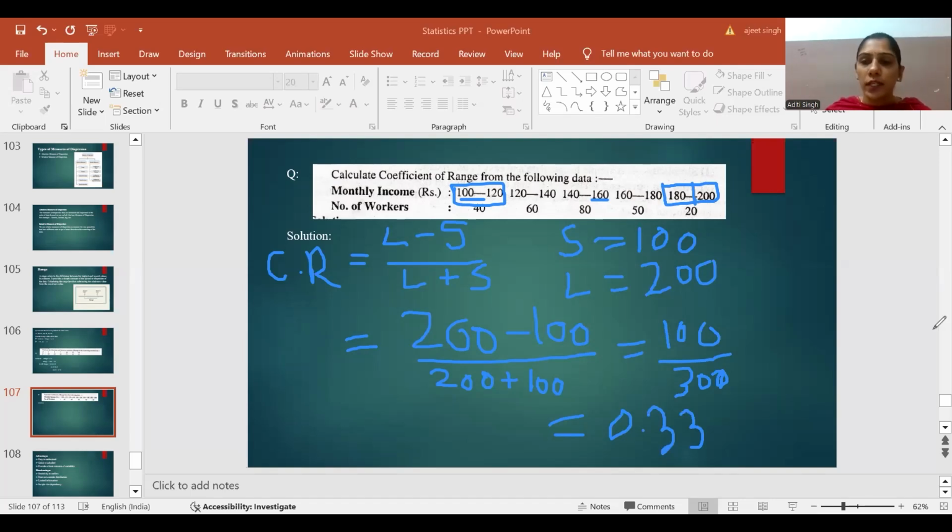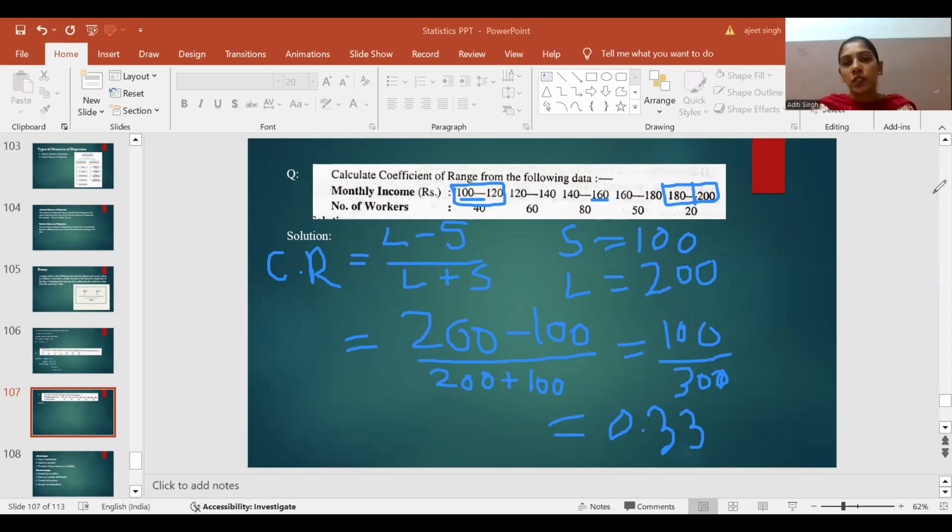First of all, we have to find out the largest value in a series and the smallest value in the series. After that, we put the values in the given formula, and after calculating, we get the value of the coefficient of range. Okay, so this is the calculation of the coefficient of range.